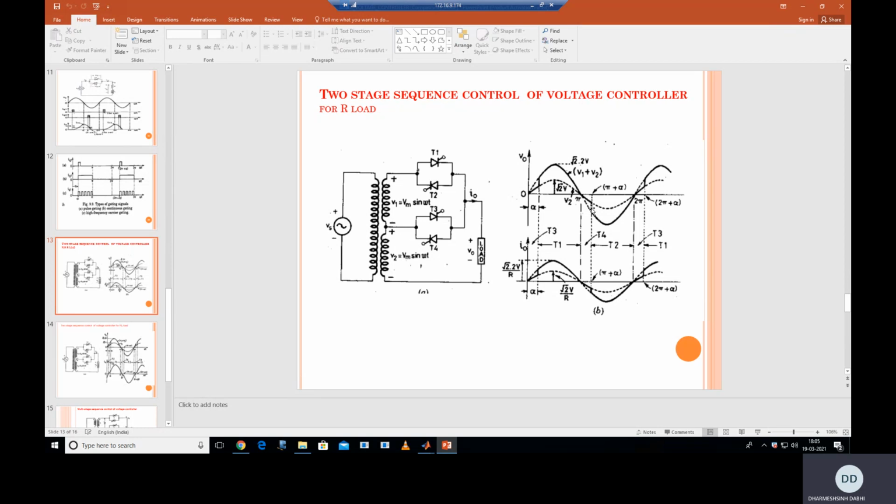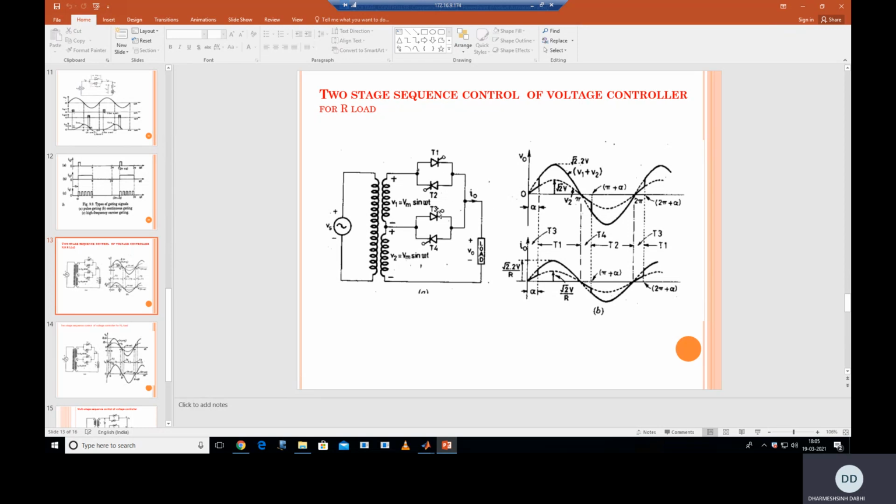At pi plus alpha, when you fire this T2 thyristor, what will happen? This winding voltage comes reversely across T4, so that will turn off the thyristor T4 and the whole secondary winding voltage comes across the load side. So you can see that at pi plus alpha, when you turn on this T2 thyristor, T4 will turn off. So output voltage jumps from Vm sin omega t to 2 Vm sin omega t up to this angle 2 pi.